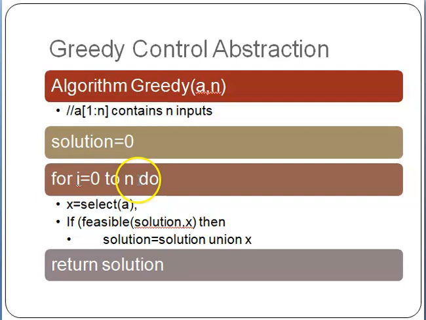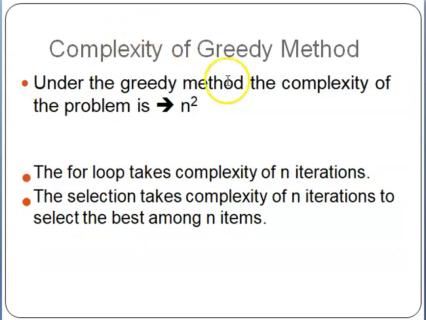So in this there is one loop, and for selection also one loop is there. Therefore the complexity of this particular algorithm is n square. So the greedy method is going to give you a complexity of n square. The for loop takes the complexity of n iterations, and the selection takes the complexity of n iterations to select the best among the n items.